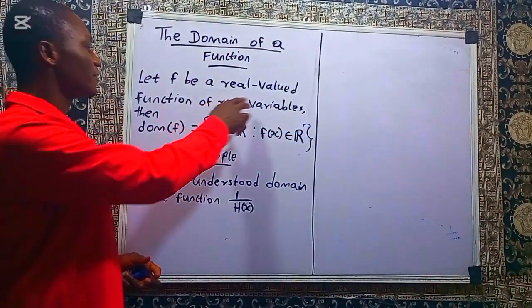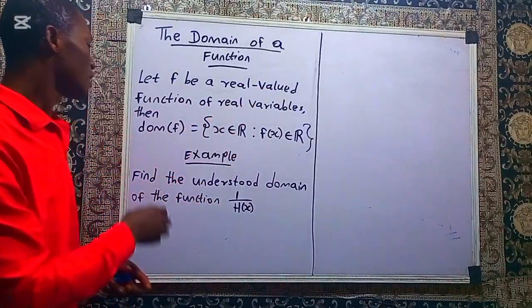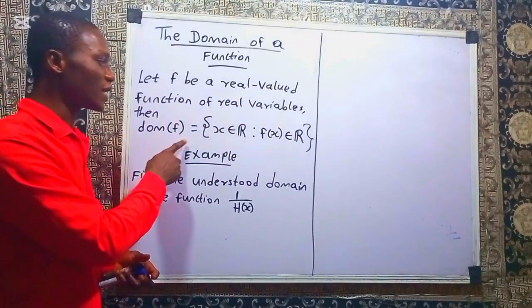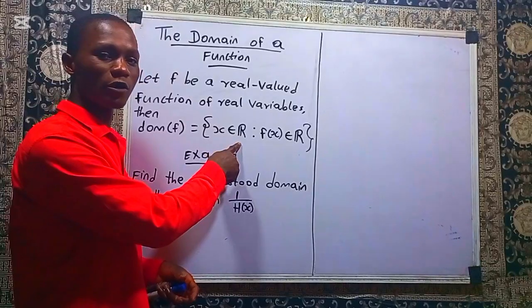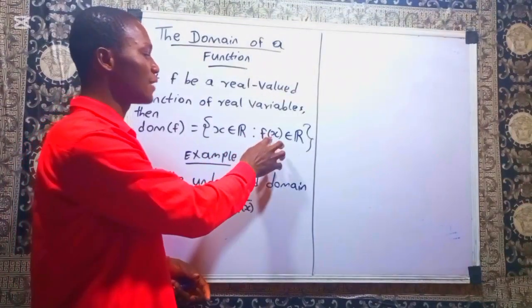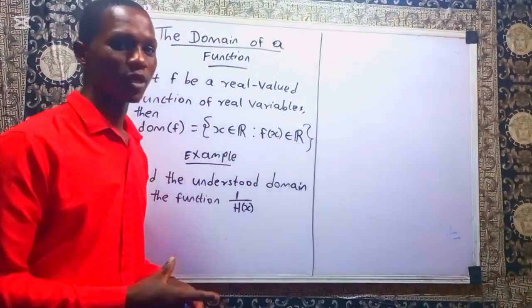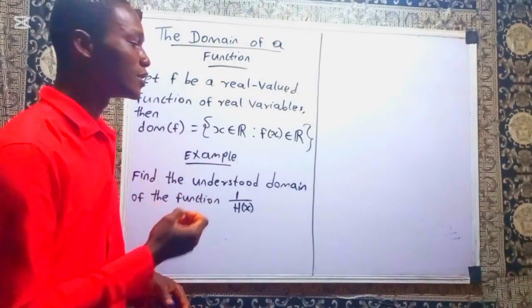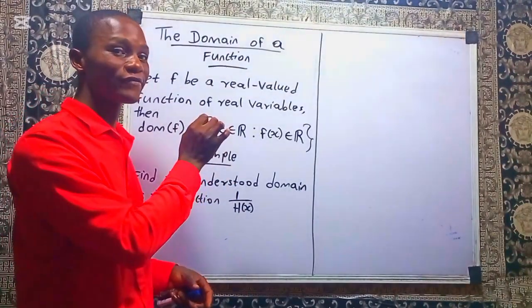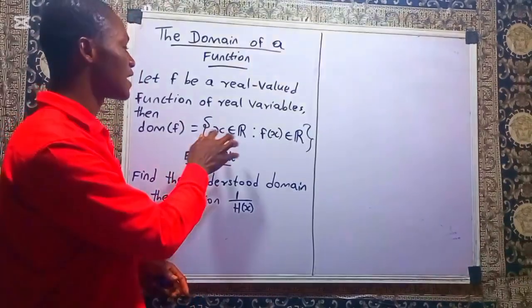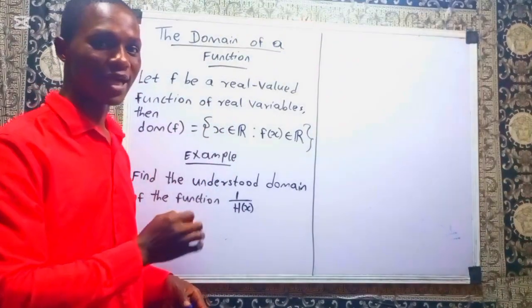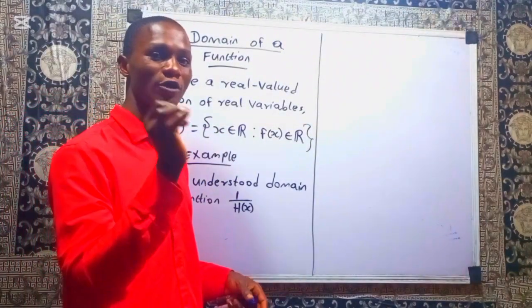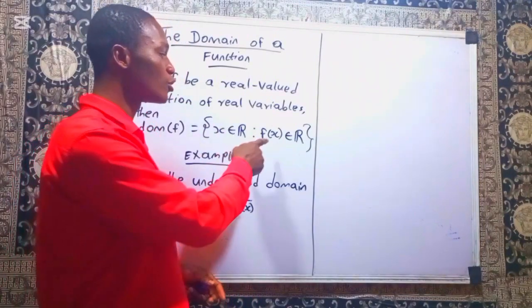Let f be a real valued function of real variables. Then we define the domain of f to be the set of all real numbers such that f of x is a real number. The meaning of this is that if you are given a real valued function, the domain of that real valued function is the set of all real numbers such that if you put those real numbers in the function, you are going to get what?